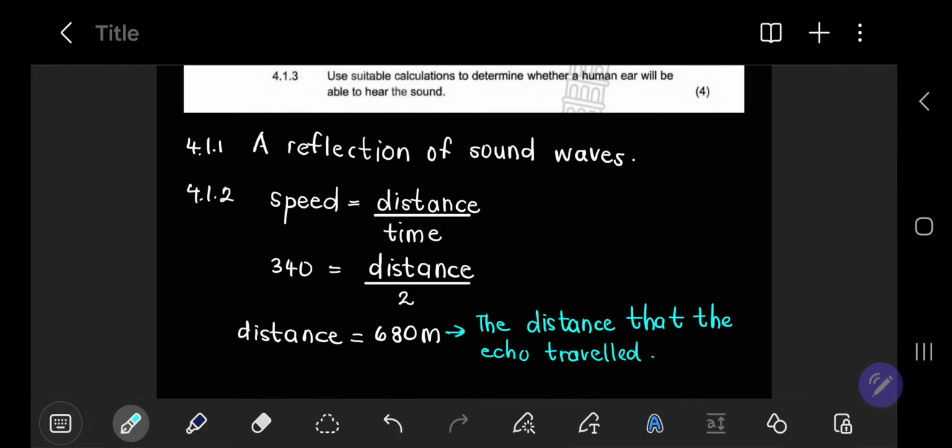Now, how do we know that? It's because we used the time for the echo. He heard the echo 2 seconds later. So we want to know, in those 2 seconds, how far did the echo travel? So we're using speed is equal to distance over time, and the 680 meters is the distance that the echo traveled. Now, why is this significant?